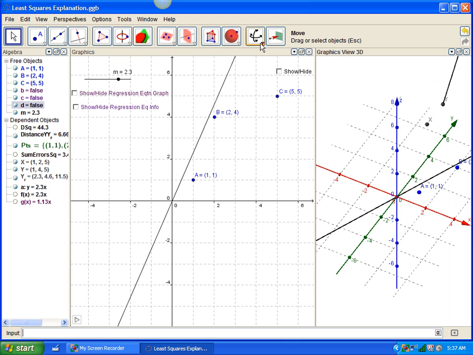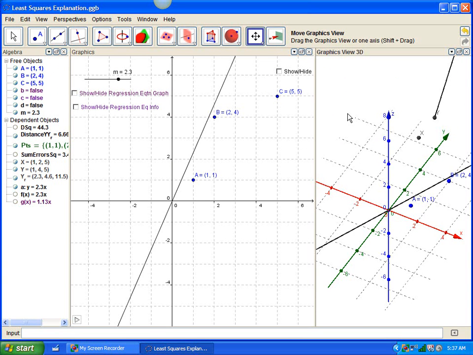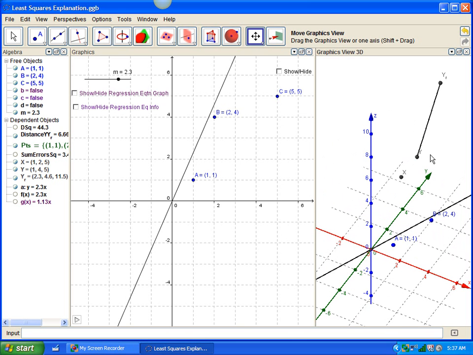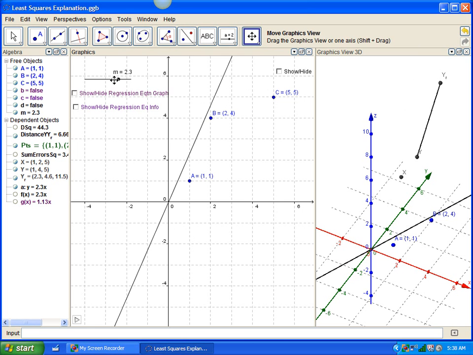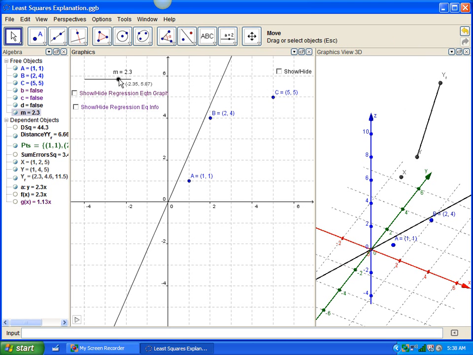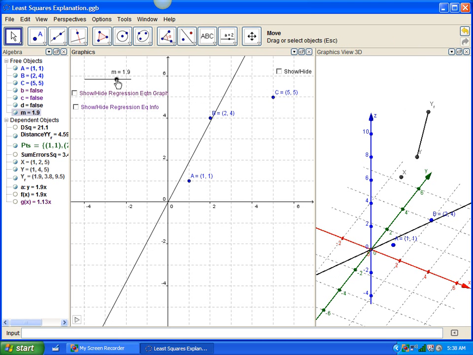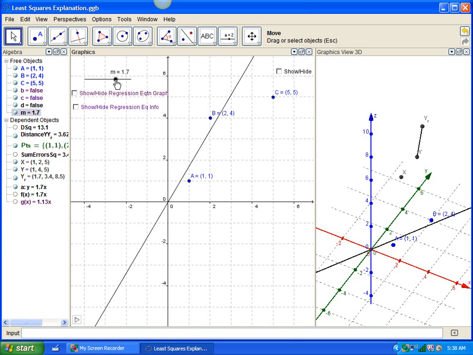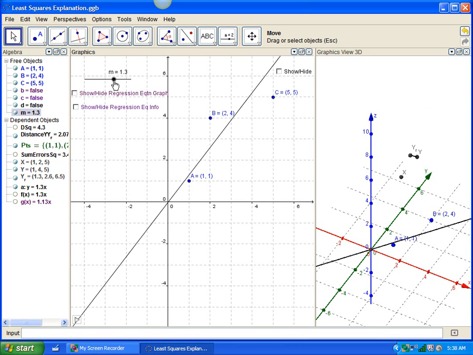So here's my three-dimensional view of what I've just done. And you can see y and yr are not particularly close together in this three-dimensional depiction of what's going on. And so if I wanted to do my regression visually, I could come over here to m and change the value of m and try to get yr as close as possible to y.